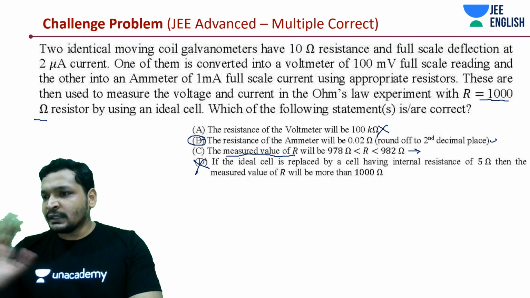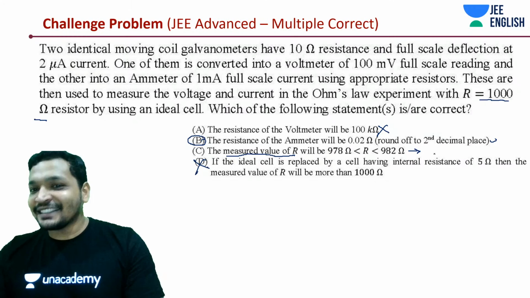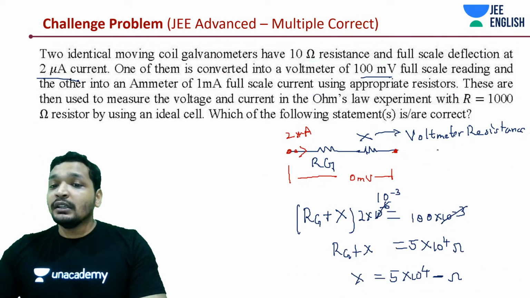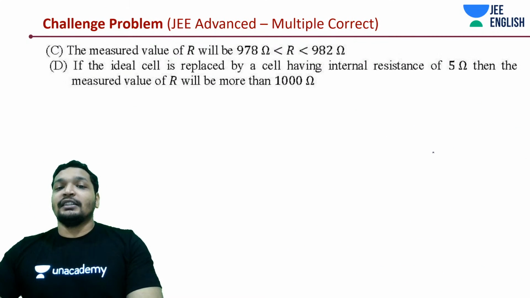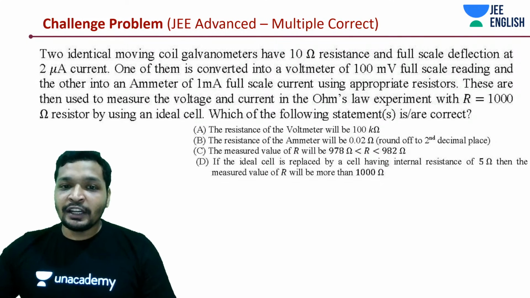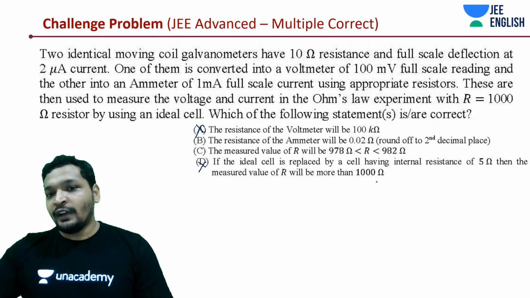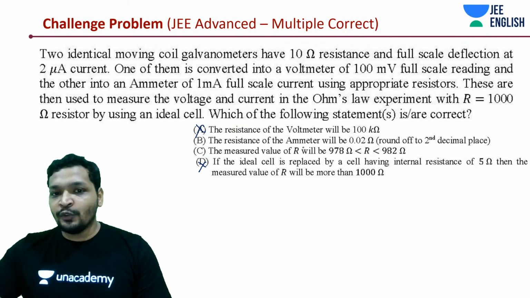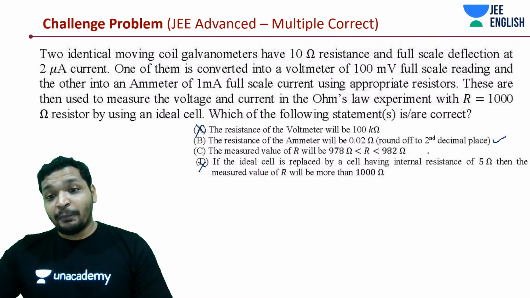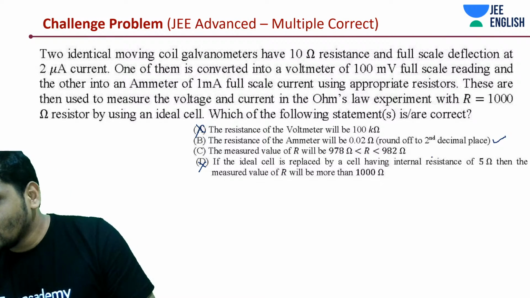Simply done. So we have C. Probably C is correct, but don't go that way. You will get negative marking, so do the entire problem. We already got A is false, D is false, because your measured value cannot be greater than 1000 ohms. And we also got B is correct. Good news. Probably C is also good news, but don't do it that way, students.